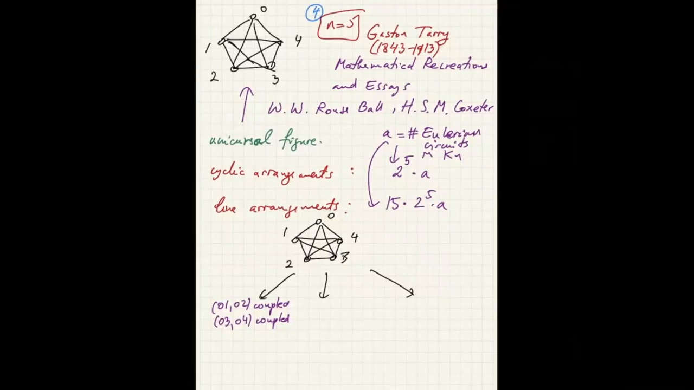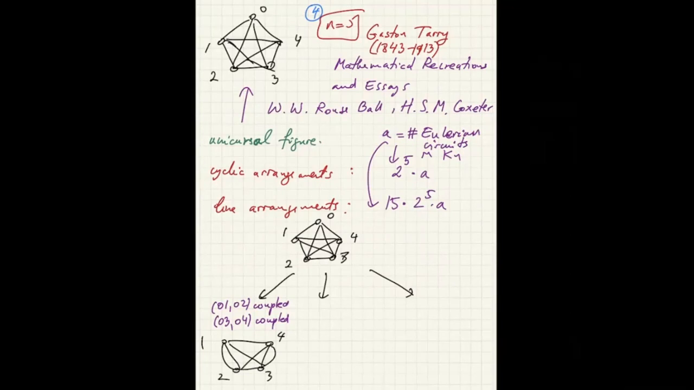So in that situation, you can eliminate 0, and 0,1 and 0,2 are coupled. The number of Eulerian circuits of that form is the same as the number of Eulerian circuits in this multigraph, where you can think of 0 as being a point there on 1 and 2. And so you have this multigraph where you have two multiple edges between 1 and 2 and 3 and 4.